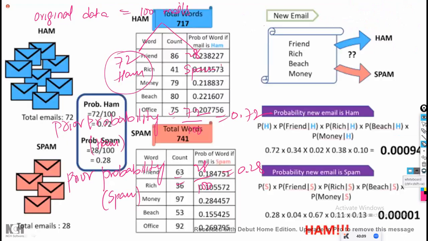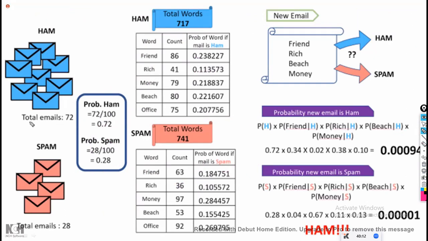Now let us assume there is a situation where I'm having 100 mails overall. Out of them, ham mails, the normal mails, are 72 and spam mails are 28. The probability of being ham is 0.72 and the probability of being spam is 0.28. Up to here, it is the prior probability. Keep this aside. Now within the ham, overall 717 words are there. The friend word was repeated 86 times, rich 41 times, money 79 times, beach 80 times, and office 75 times.